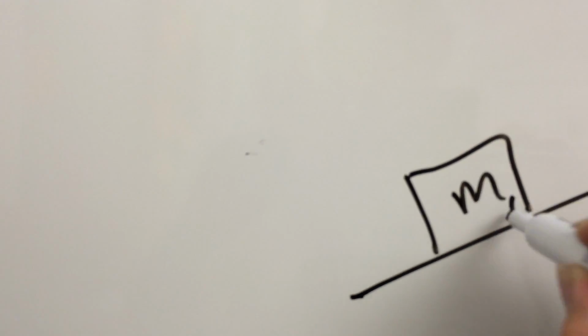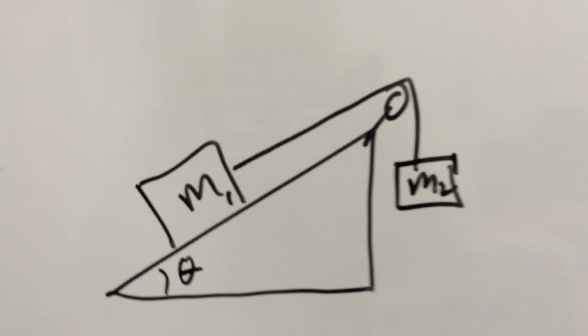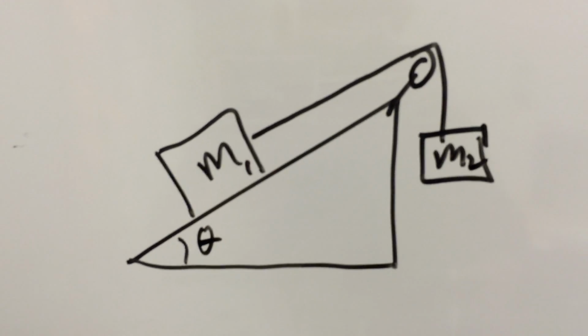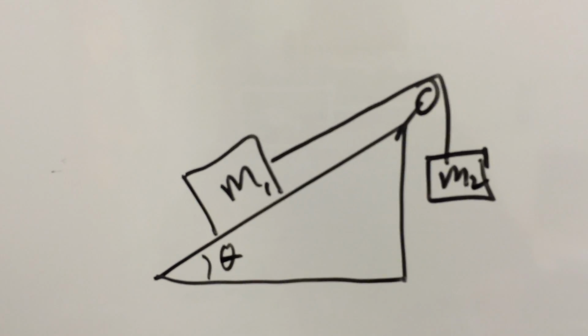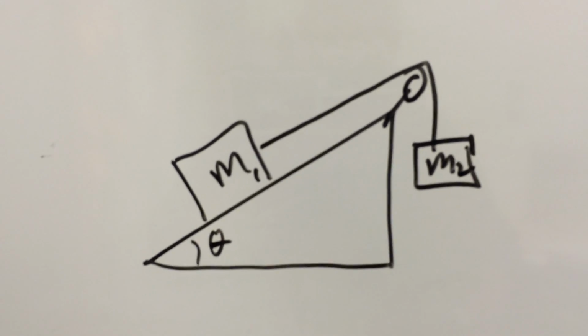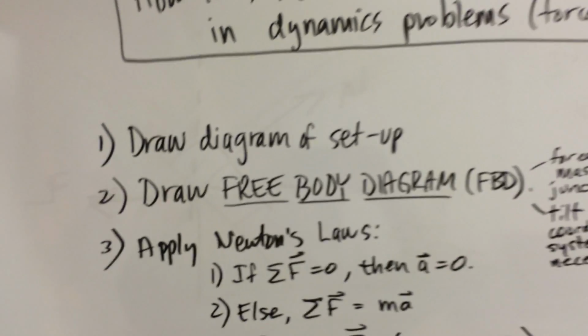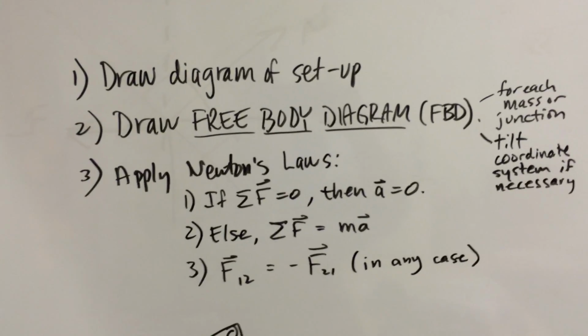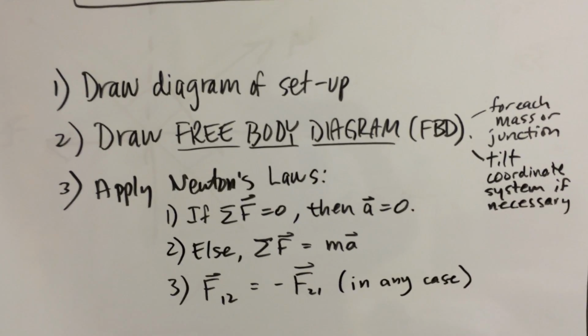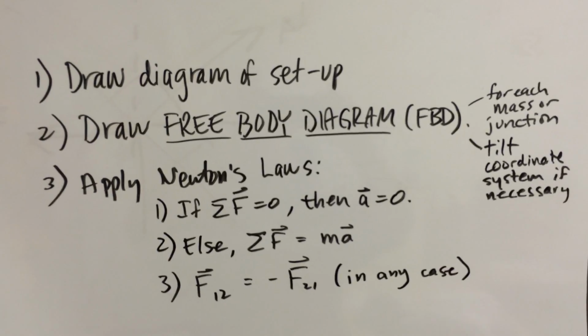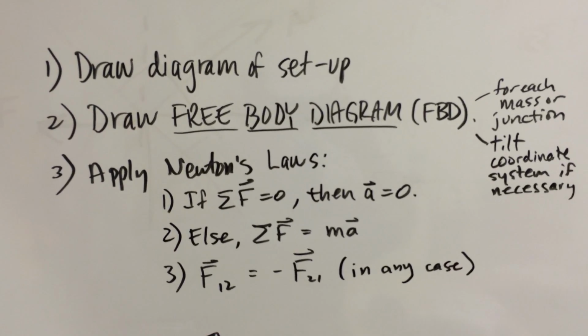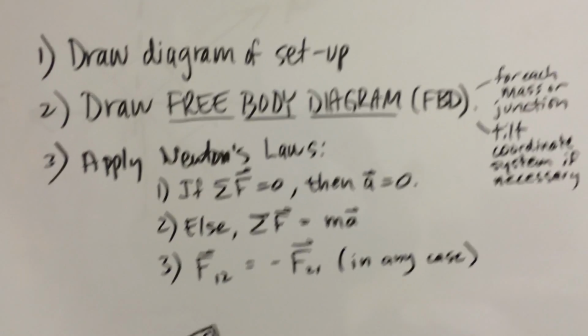Now, let's try this one. This one seems a bit more complicated. It looks kind of like a combination of a bunch of the other ones that we did, but it's no different in terms of the process. We are using the same processes that we've talked about before. Drawing a setup diagram, which we just did. Draw a free body diagram. We will do so, and then we apply Newton's laws as needed for this thing.